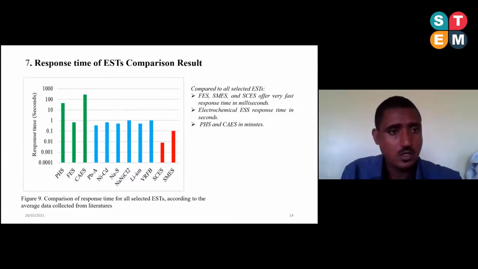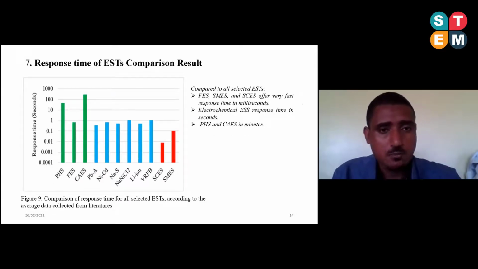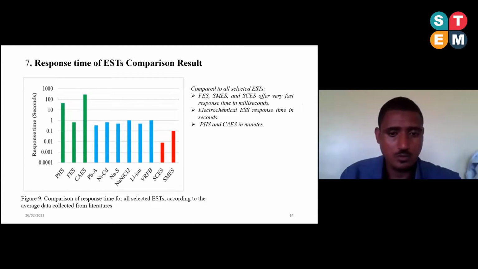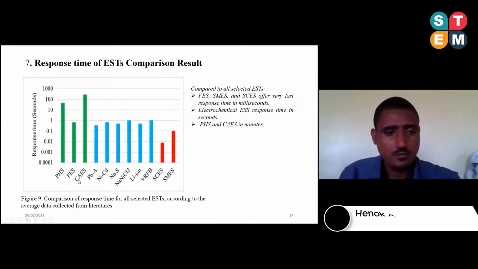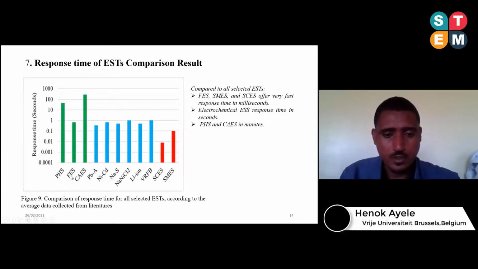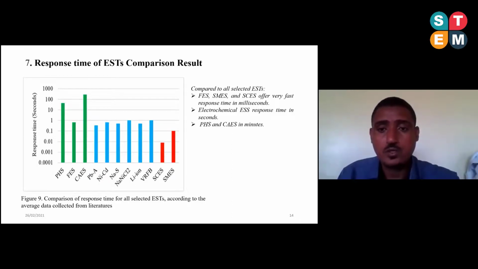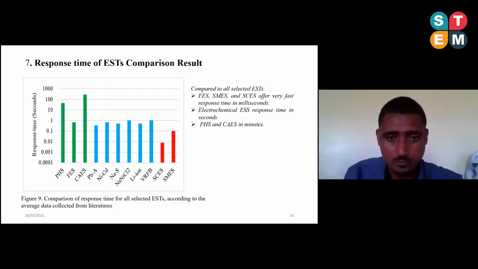So the seventh one is the response time. Again, compared to all selected energy storage types, the flow battery and supercapacitor and superconducting magnetic energy storage have fast response time in milliseconds. And when you come to the electrochemical, the response time is in terms of seconds. But when we come to the mechanical energy storage, the so-called pumped hydro and compressed air energy storage have their response time in minutes.